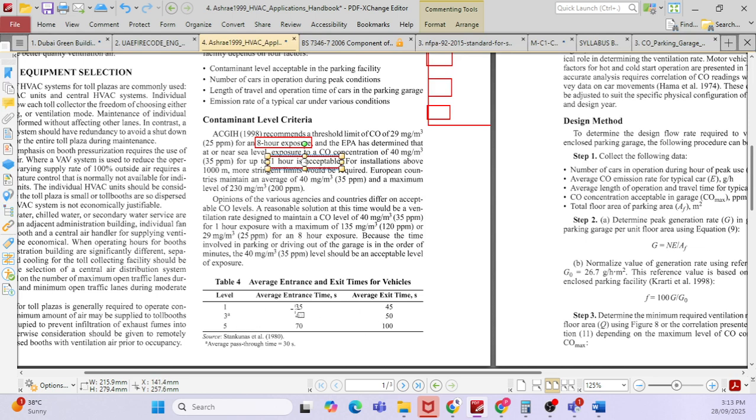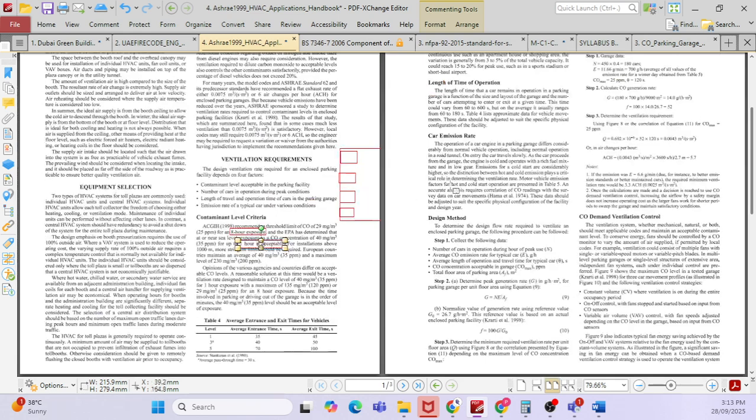Maybe in a residential plot it will take very little time, and if you go to office buildings, maybe it takes some time, and if you go to shopping malls, it may take more time. So this is the average entrance and exit time for vehicles.